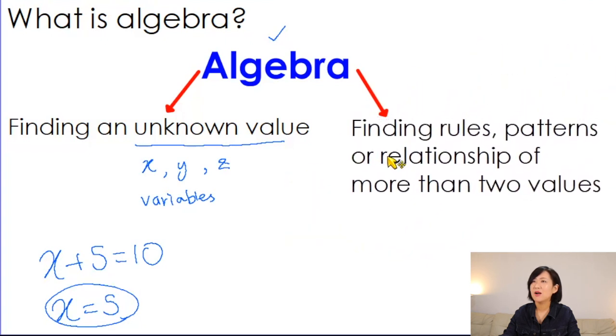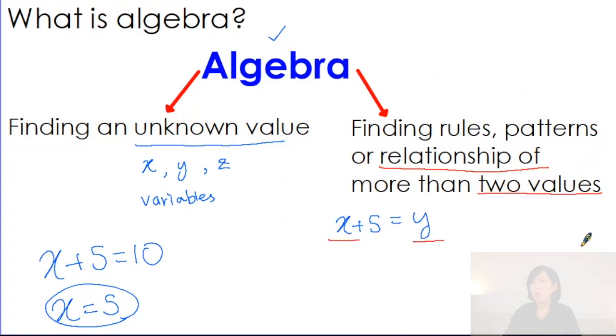Look at this. Algebra means finding rules, patterns, or relationships between two or more values. This is slightly different from finding x. For example, I'm going to copy down the number sentence x plus 5, but this time I'm going to put y instead of 10. x plus 5 equals y. This is algebra as well. Why? Because we are looking at the rules, patterns, or relationship between two variables, two letters, that is x and y.